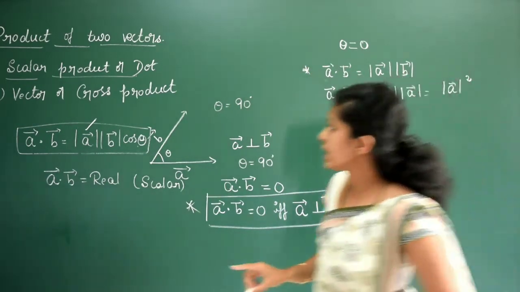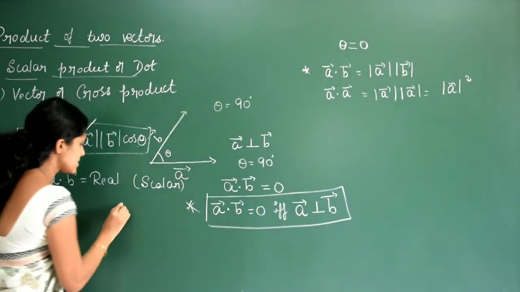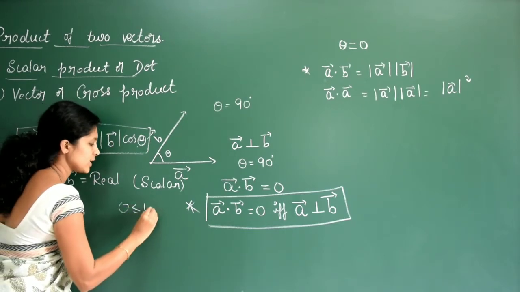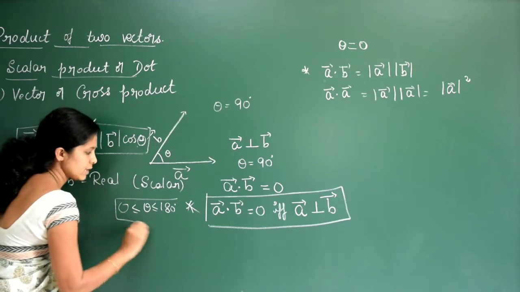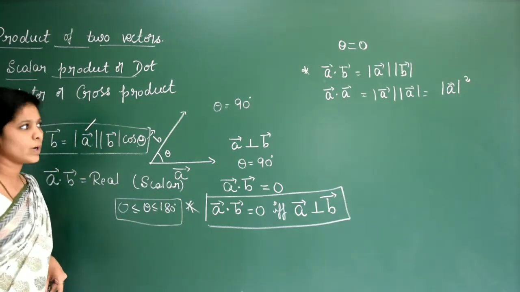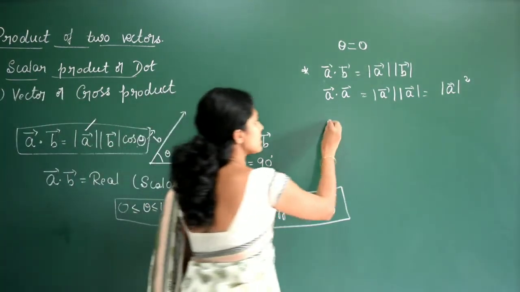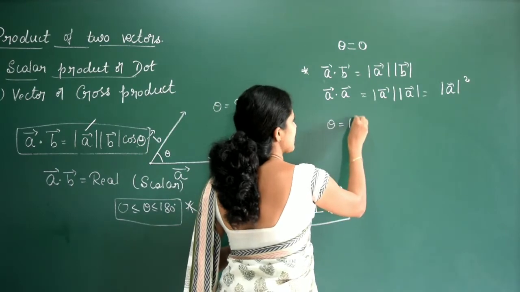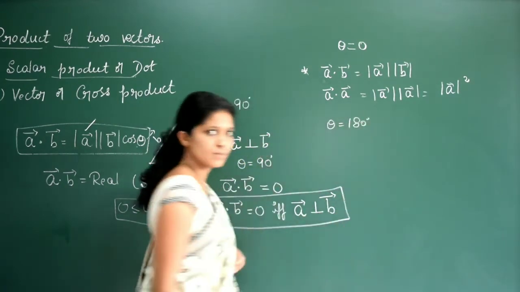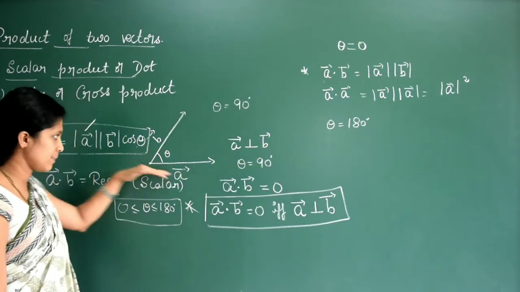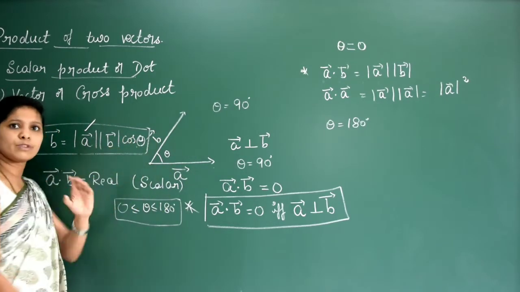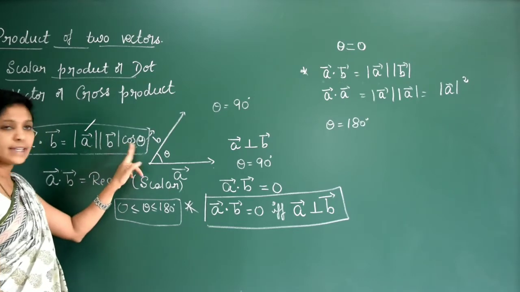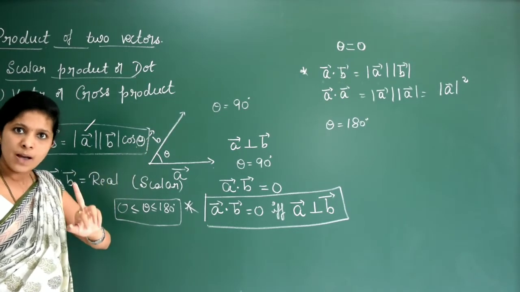And one more thing, here the angle should be between 0 less than or equal to theta less than or equal to 180 degrees. Okay, the angle between them is between 0 and 180 degrees. If angle theta is equal to 180 degrees, like this, A vector this one and B vector will be this one. So the angle between them will be 180 degrees. Then cos 180 is equal to minus 1.